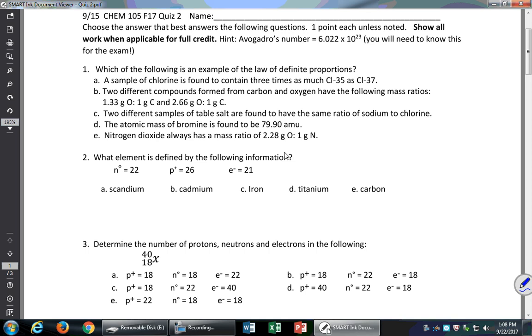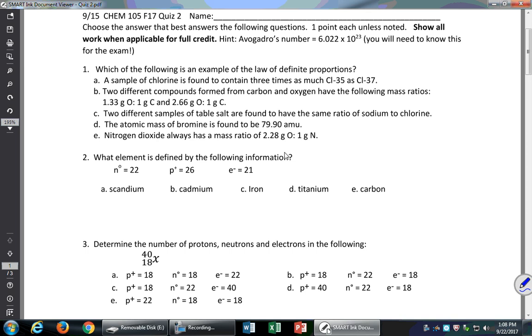And E, nitrogen dioxide, which you should know how to draw now, NO2, nitrogen dioxide, always has a mass ratio of 2.28 grams oxygen to 1 gram nitrogen. That's true, because we always have 2 oxygens to 1 nitrogen. So E and C were correct.